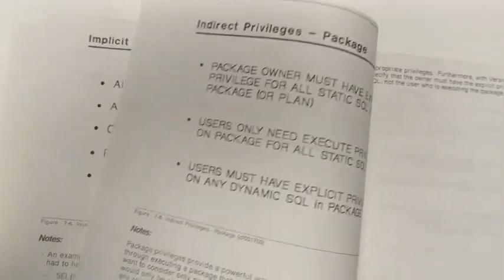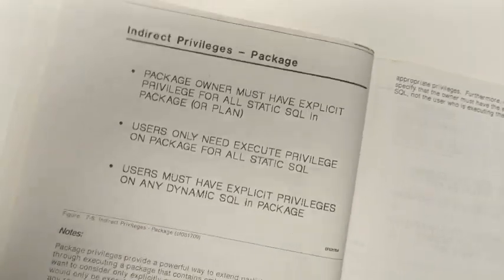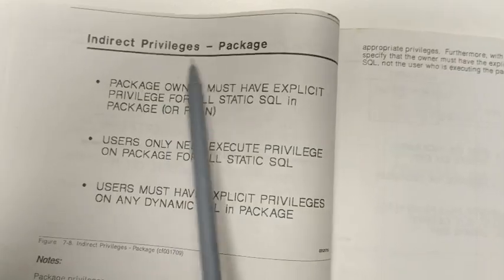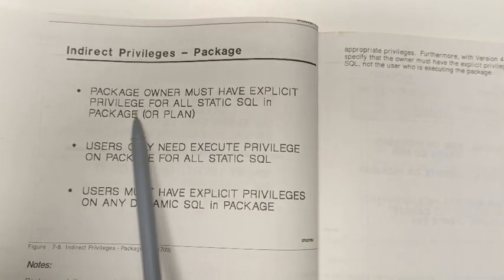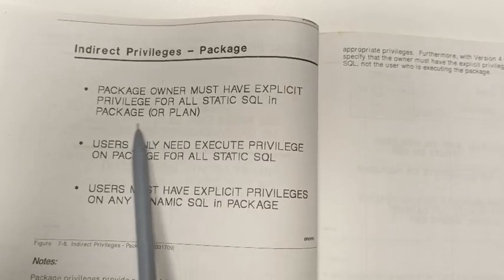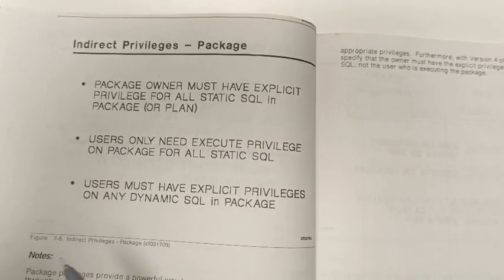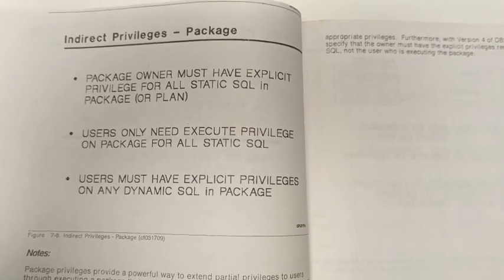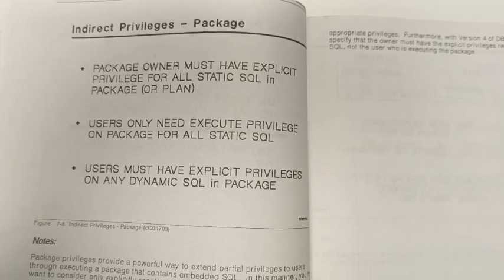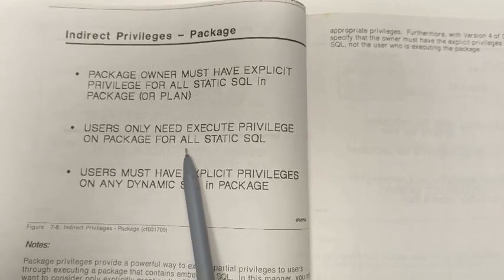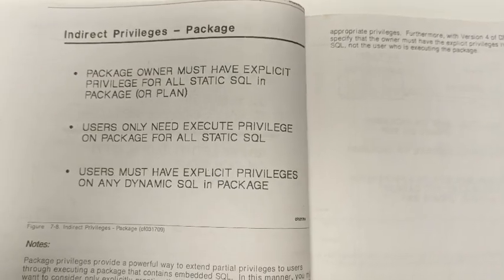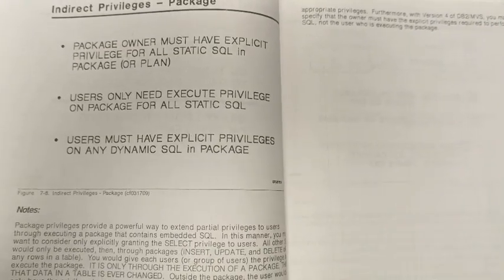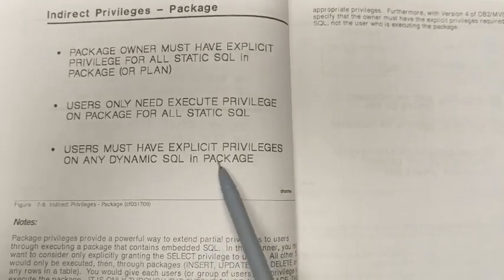We have seen indirect privileges on the table, and these are indirect privileges for the packages. The package owner must have explicit privileges for all static SQL in the package. Whenever executing the package, the user must have access to execute the package. The user only needs execute privilege on the package for all static SQL. Static SQL is whatever we code in the program.